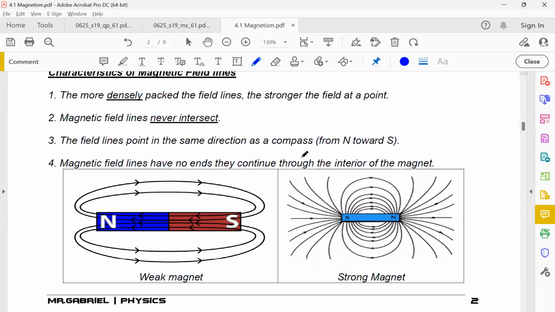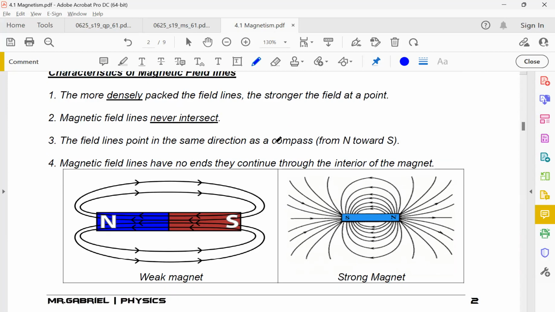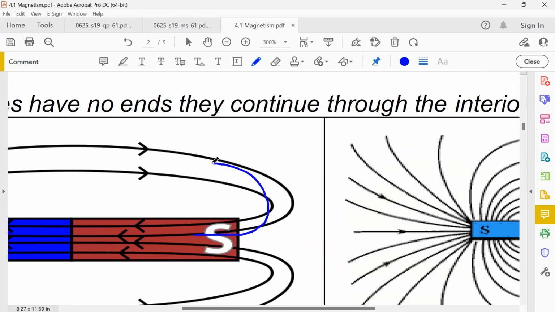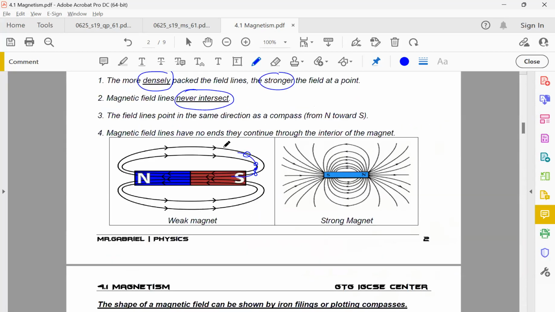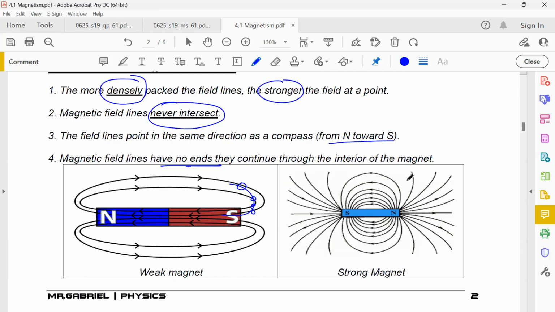Okay, so if you look at this next part here, right, this is essentially everything that you know about magnetic fields also, guys. The more densely packed the fields, the stronger the magnetic point, right? Magnetic fields never intersect, meaning to say if in your exam, you somehow draw and intersect here, here, or here, right? Straight away you lose your mark, okay? They can never intersect, right? Obviously points from north to south and they have no ends. They actually continue. They continue in the interior of the magnetic field. Okay, quickly draw this.